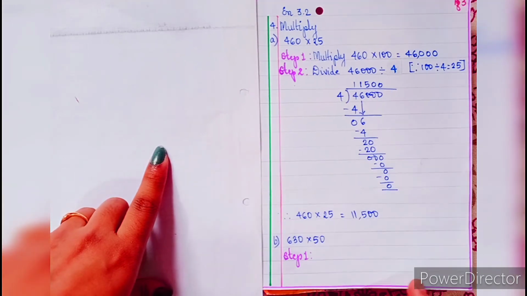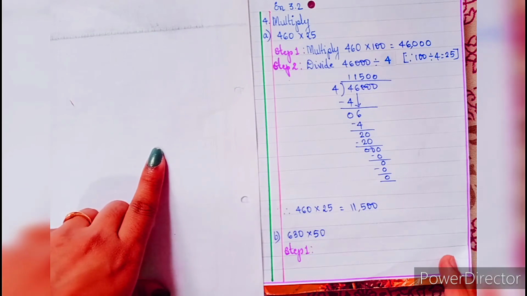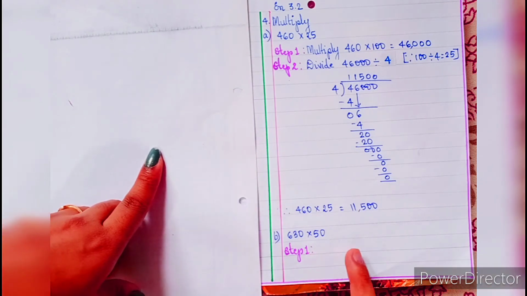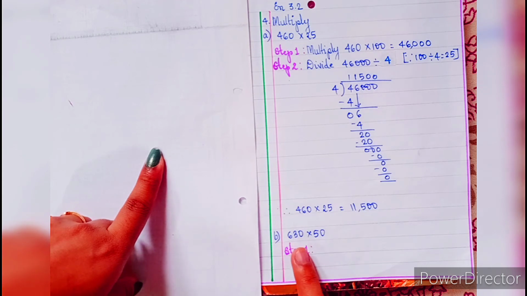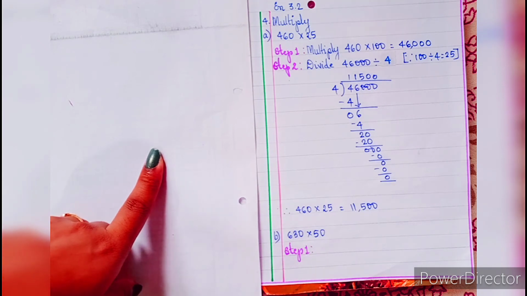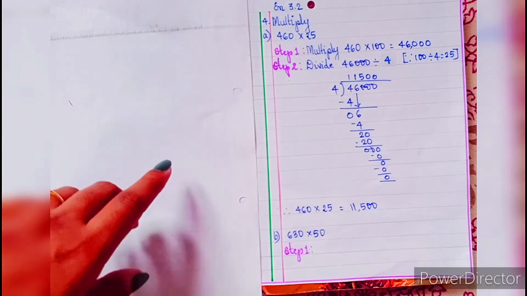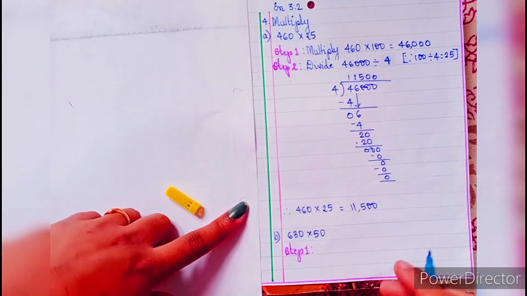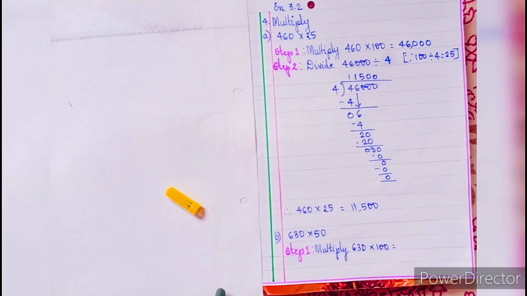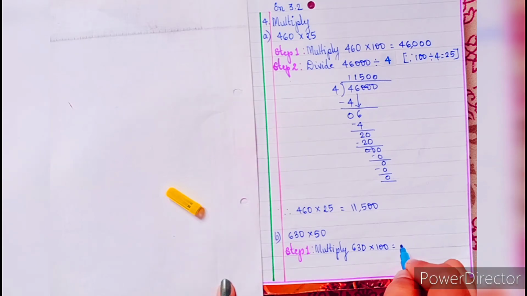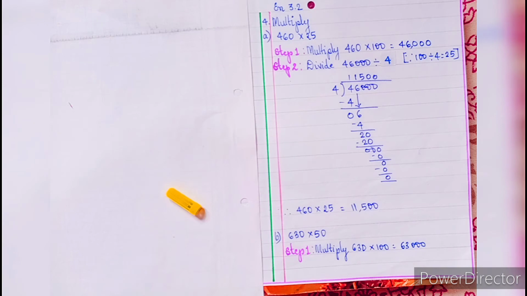As we are going to solve this in a shortcut way, right now I have explained to you how to multiply by 50. So before multiplying by 50, we have to first multiply the given number 630 by 100, and then we have to divide the answer obtained by 2. So let's do that. Thus after multiplying 630 with 100, we will get 63,000, and further we are going to divide this value by 2.